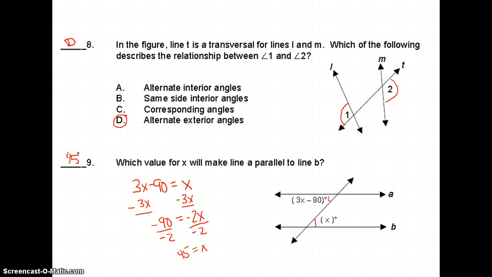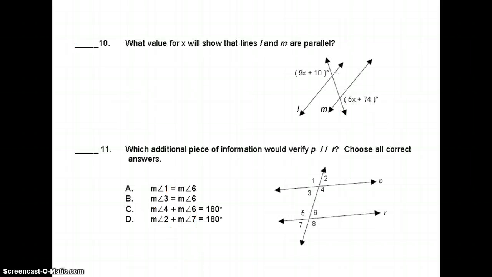Okay, let's try one more page. Number 10, what value for x will show that lines L and M are parallel? Okay, again, this is outside the two lines on this side. This is outside the two lines on the other side. Therefore, they are alternate exterior angles and must be equal. So 9x minus 10 equals 5x plus 74.